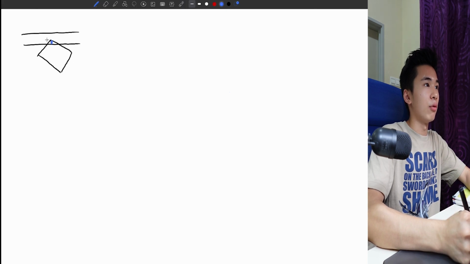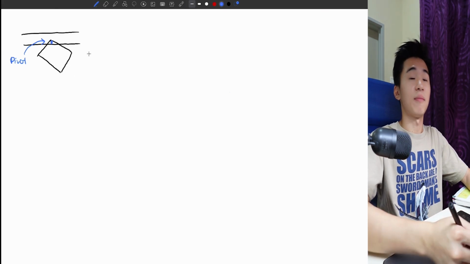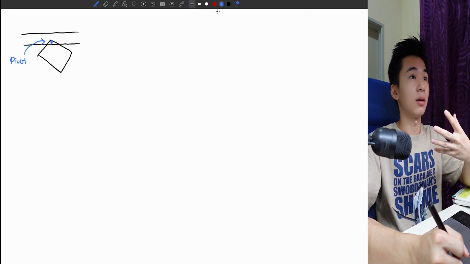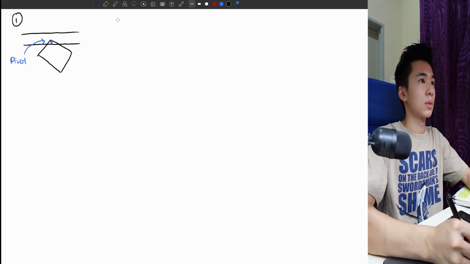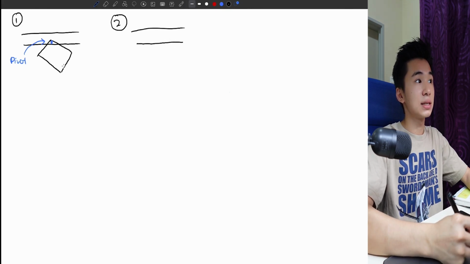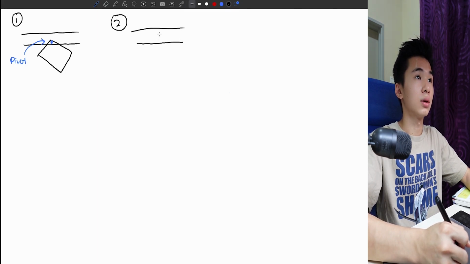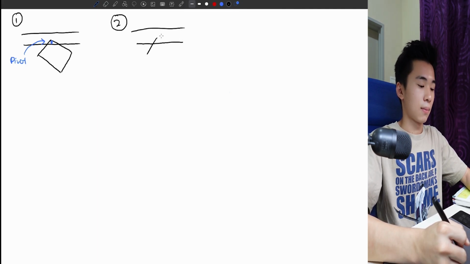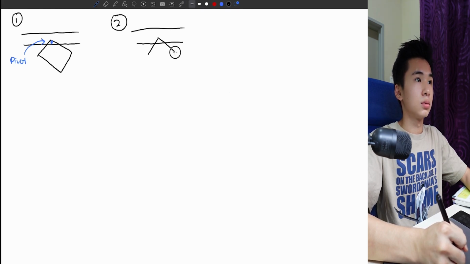And this will be our pivot point. Okay, so this time I will not draw the center of mass out because I know I can find it in this way. I will just label this as 1. So the first step, I have hung this square card on the beam, the wood. So I will draw the same thing again.